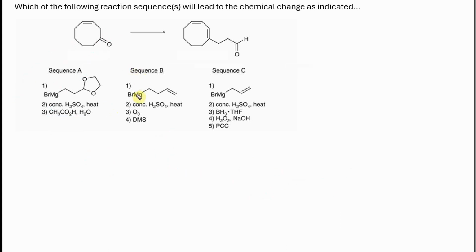Now let's look at sequence B. Here you have a 4 carbon chain in your Grignard, 1, 2, 3, 4, which means again the Grignard is going to react with your carbonyl, and you are going to get the alkoxide with the alkene here. Let's call this 1, 2, 3, 4, and then this is your A, B, C, D. Okay, all right, so this works fine so far.